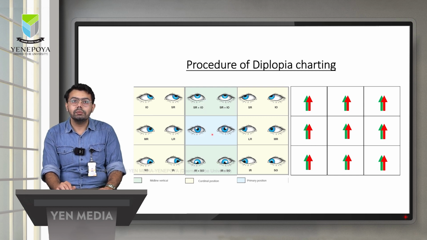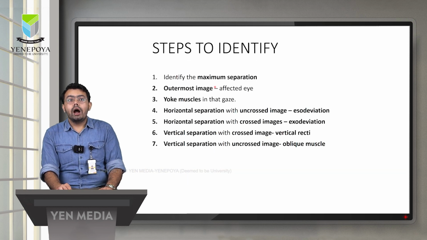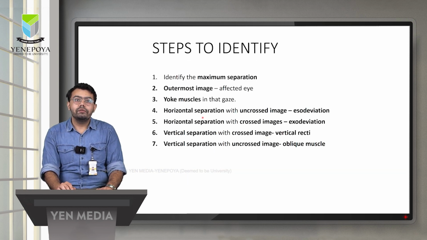So here are some diplopia charting which I will be doing. How do we identify the diplopia charting? First, we should find the maximum separation of the images. The outermost image indicates the affected eye. We should note the yoke muscle in that gaze.